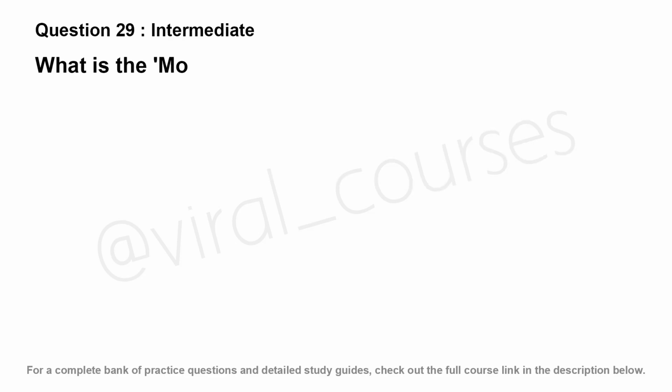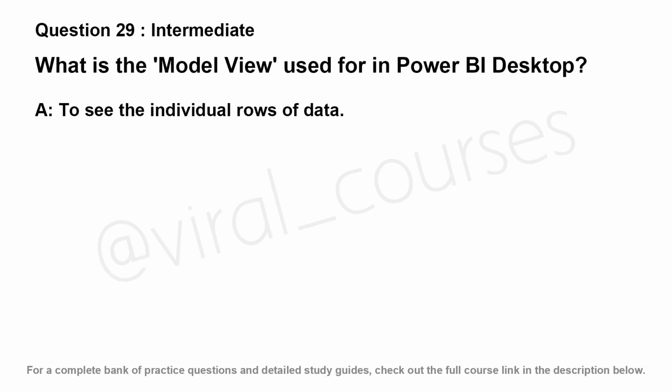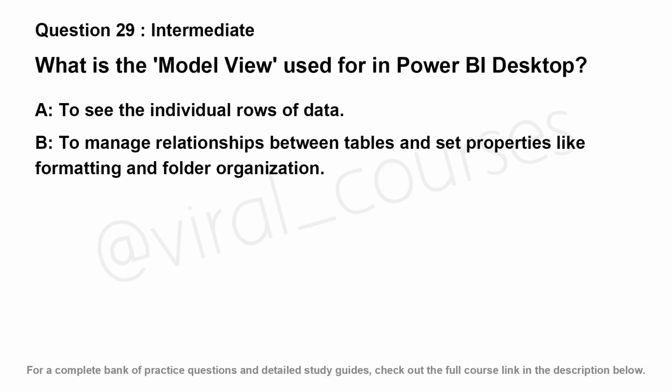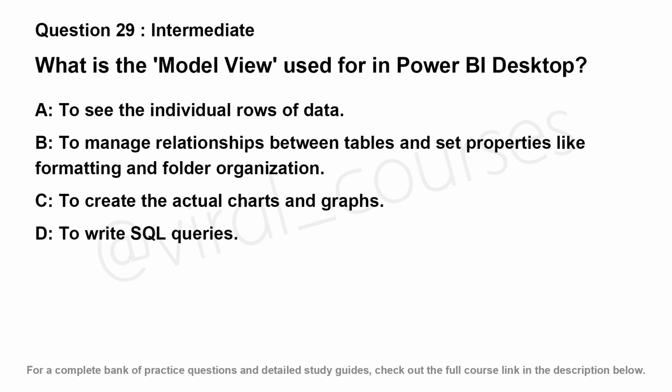What is the model view used for in Power BI Desktop? Option A: to see the individual rows of data. Option B: to manage relationships between tables and set properties like formatting and folder organization. Option C: to create the actual charts and graphs. Option D: to write SQL queries.